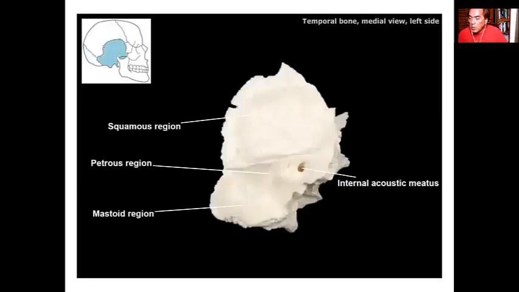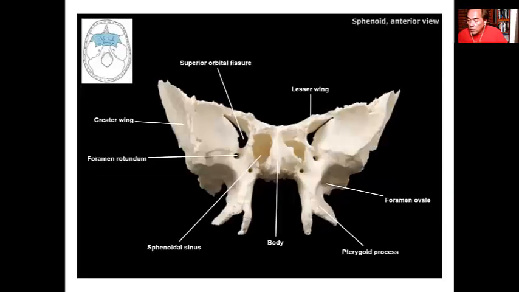So this is the temporal bone. I'm not going to go through individual structures of the cranial bones or facial bones. This is what a sphenoid looks like. So remember, the legs are called the pterygoid processes. And you got the lesser wing on top, greater wing at the bottom.